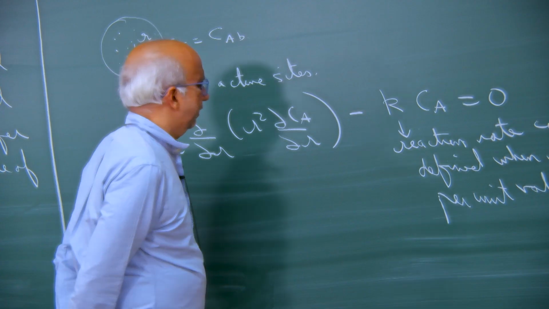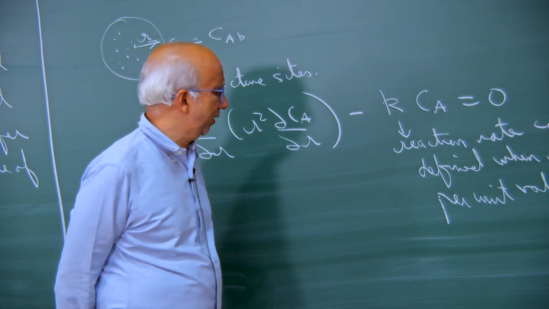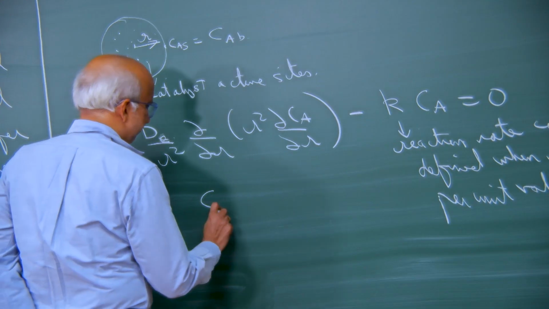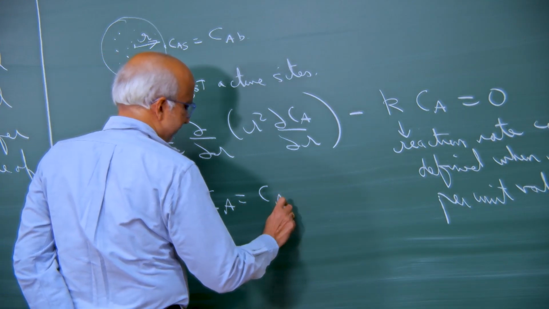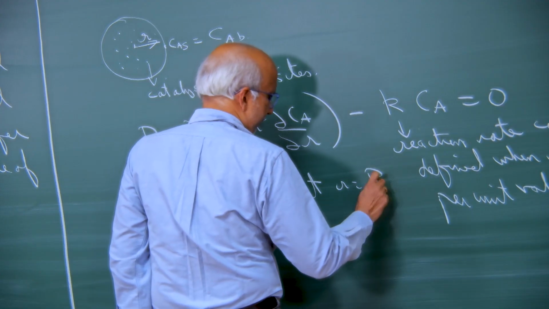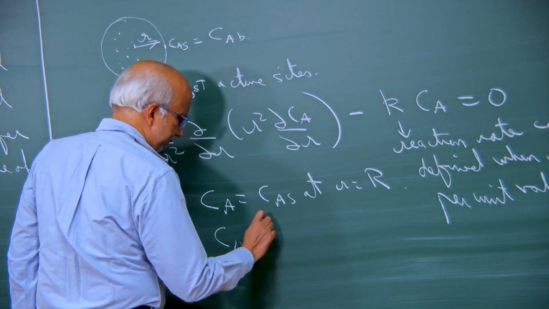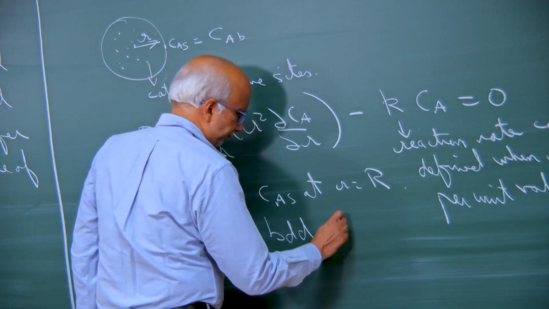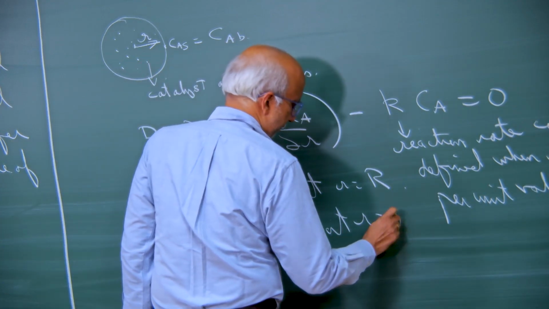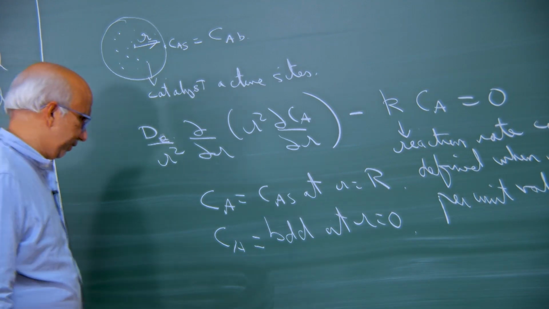Now, this is an ODE which has to be solved subject to some boundary conditions. The boundary conditions are Ca is equal to Cas at r equals R, the radius of the sphere, and Ca is bounded at r equals 0, okay. So, we are all set to solve this differential equation now.